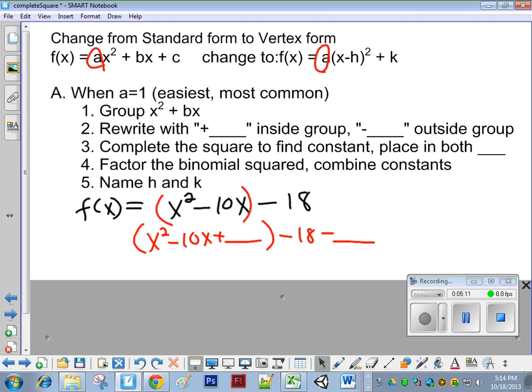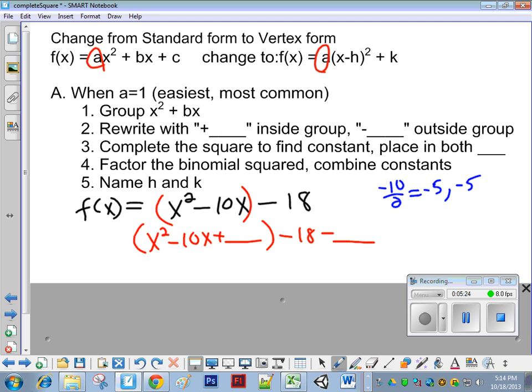And then I'll go ahead and use the technique I've been learning about the binomial squared. So off to the side here, I'll write negative 10 over 2. That answer is negative 5. Now I want to square that because that will complete the square, positive 25. So I'll put the 25 right here, add it to this side, and I'll subtract it over here.